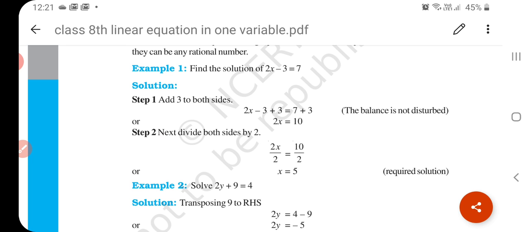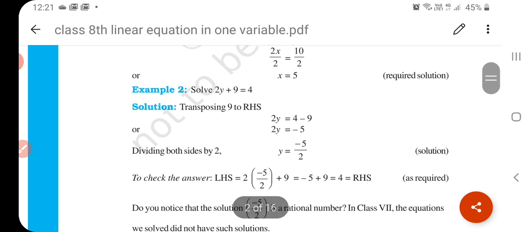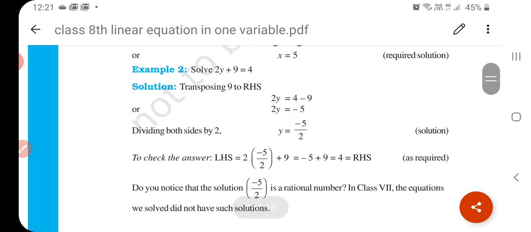Understand? Okay, now this is called our balancing method. How to balance the method? Add the same number to both sides of the equation, subtract the same number from both sides of the equation, multiply both sides by the same non-zero number, and divide both sides by the same non-zero number.